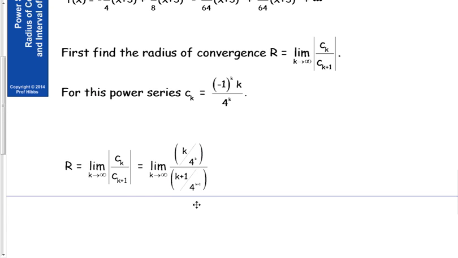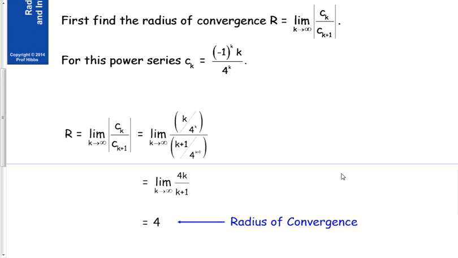So here we go to set it up. I've done a couple of things right away. Really, we have the absolute value, but everything is positive except this negative 1 to the power k. When we take the absolute value, that negative 1 to the power k ends up just being positive 1, so it's no big deal. So C sub k, after I take the absolute value, is just k over 4 to the power k. And C sub k plus 1 is just k plus 1 over 4 to the power k plus 1. It's a pretty quick step.